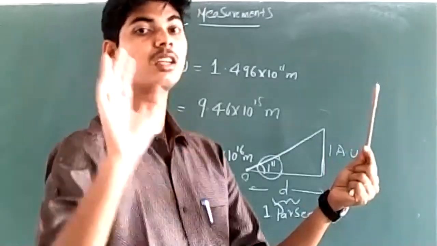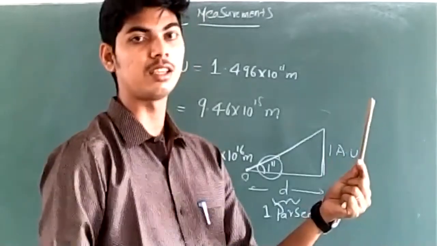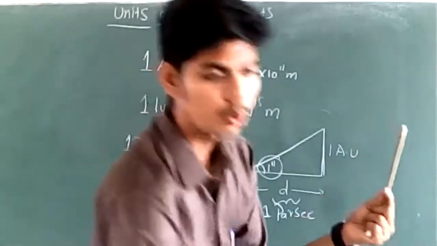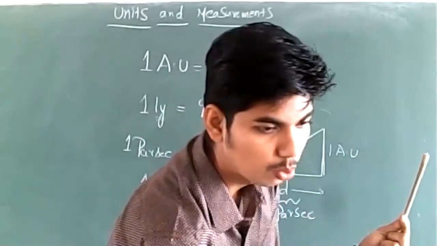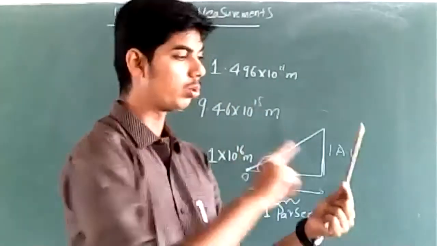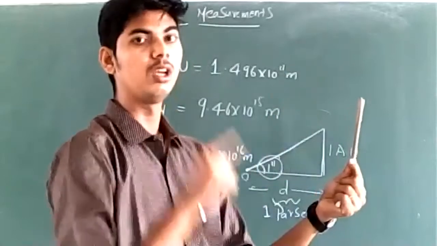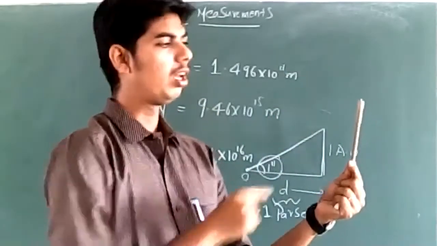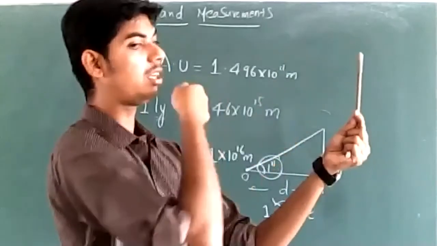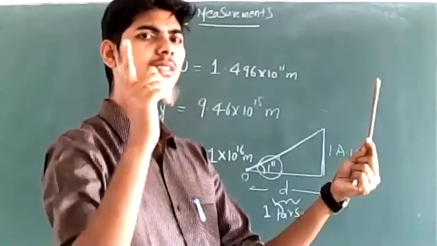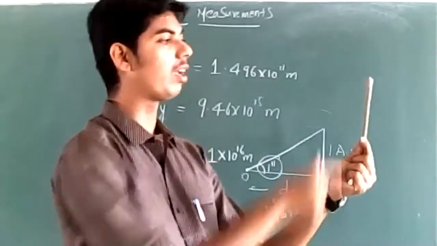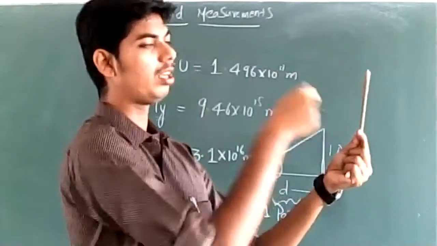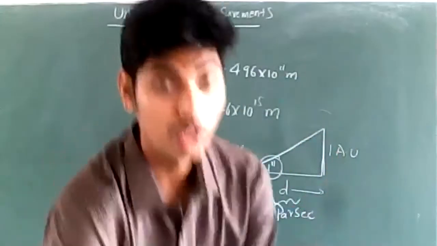For the parsec, 10 seconds is not the reference angle. The reference angle for the parsec is 1 second. So this arc, whose length is 1 astronomical unit, should subtend an angle of 1 second at my eye. Now it is subtending 10 seconds. How can I make the angle subtended by this arc at my eye equal to 1 second? How can I do that? Try to understand that.